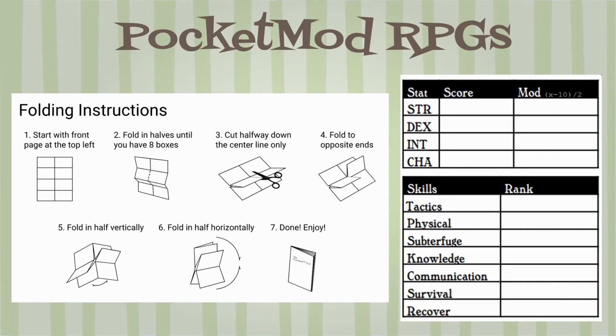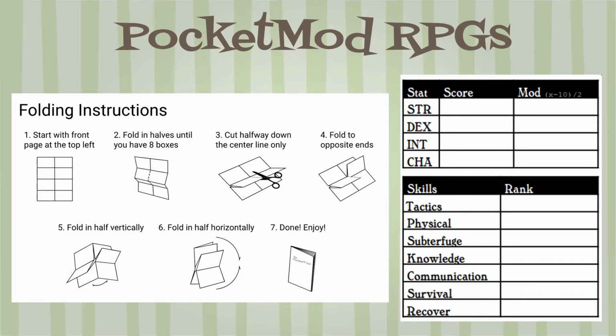It uses a single sheet of paper folded once on the short side and 3 times on the long side, and then cut halfway down the center line. Fold and twist into a small pamphlet. See the image on the left. Now, 16 years later, pocket mods are still used by indie publishers to make and distribute tabletop RPGs.